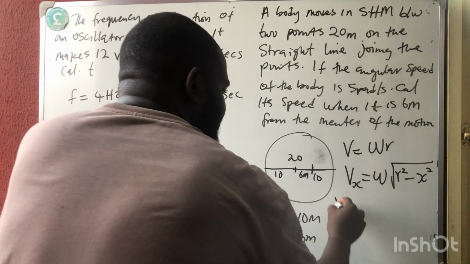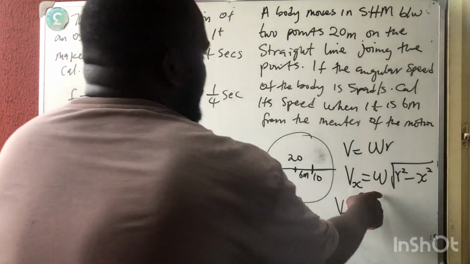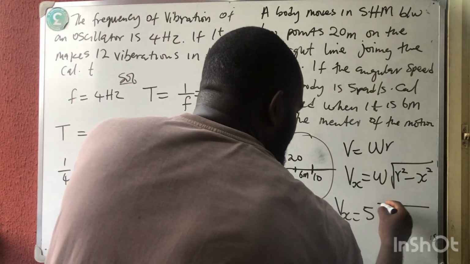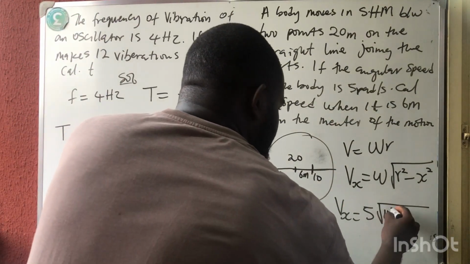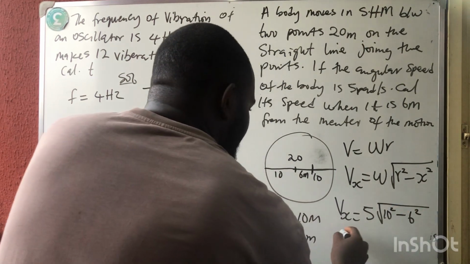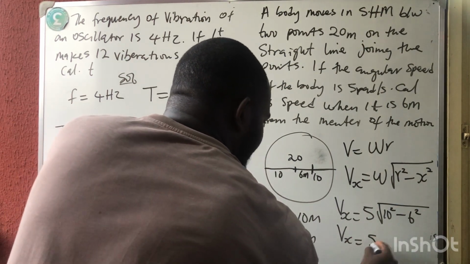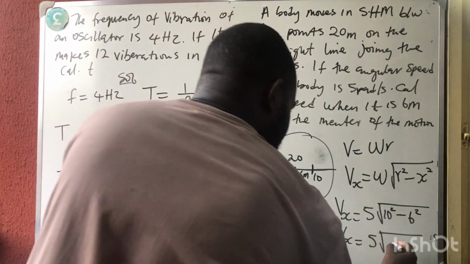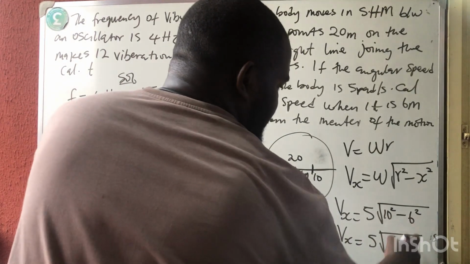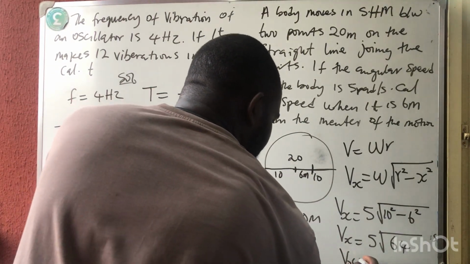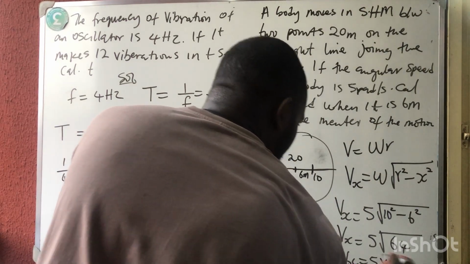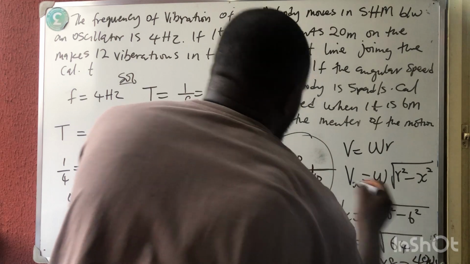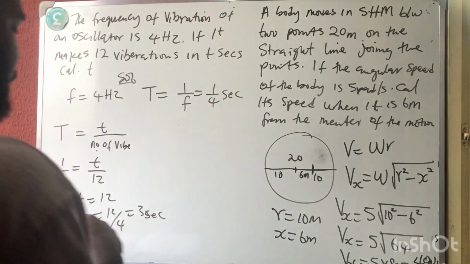So if you now put it, the velocity at x will now be what? Omega, they gave us angular velocity as 5. So I'm having 5 the square root of 10 squared minus 6 squared. So Vx is equal to 5 the square root of 100 minus 36, which will give you 64. So Vx is equal to 5 times 8, because the square root of 64 is 8. So 5 times 8 is 40 meter per second. Okay, so that is that.